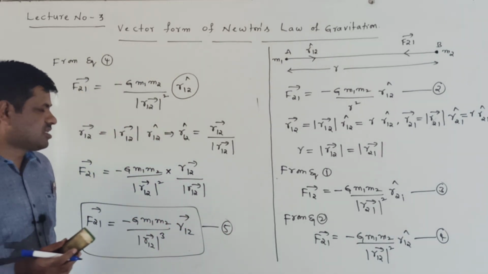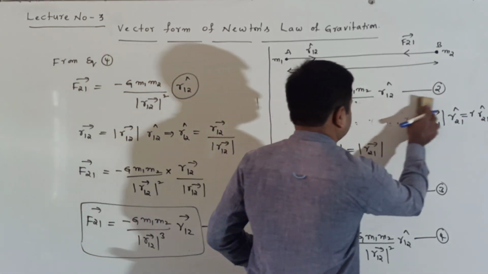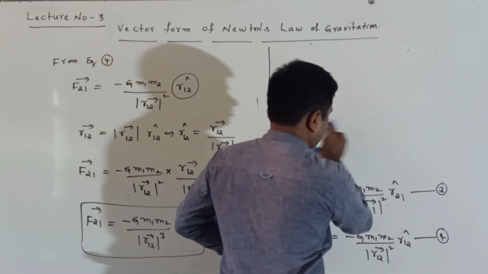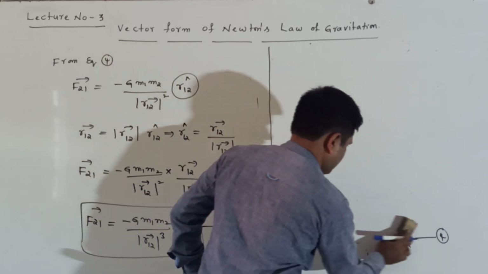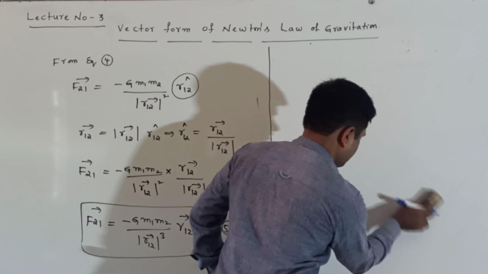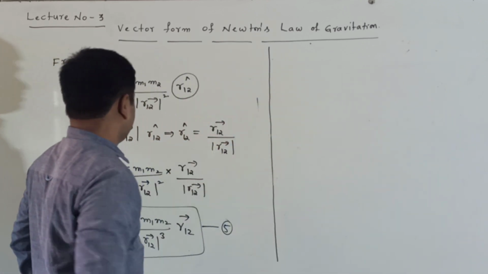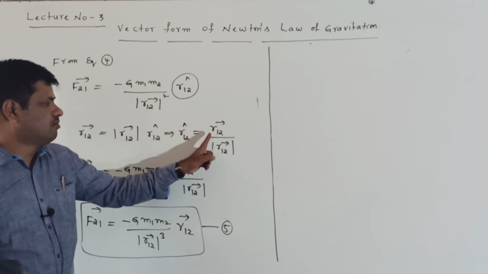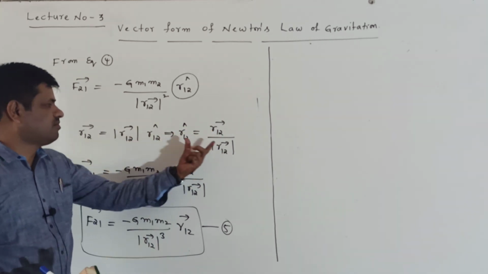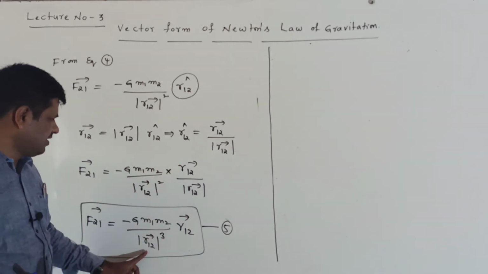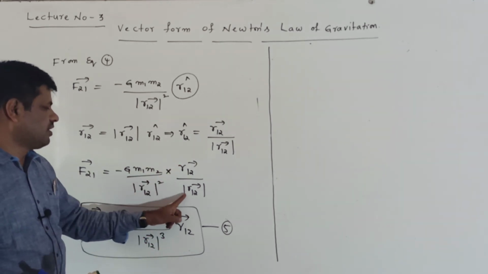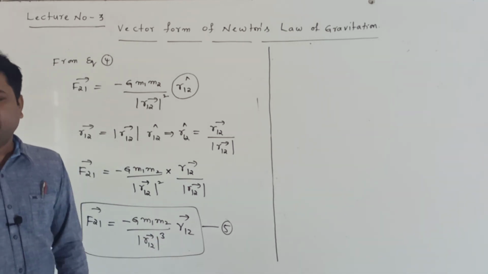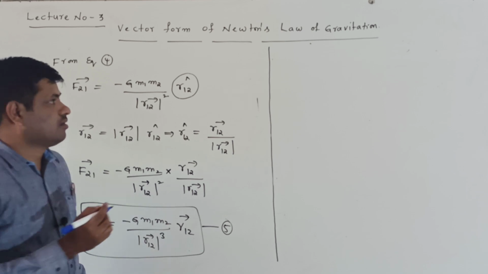Okay. Now next I am changing this one also. How am I changing it, see here. Listen, here R12 cap I have written as R12 bar by mod R12 bar. This we already know. Now when substituting this, mod R12 bar whole square into mod R12 bar is equal to mod R12 bar whole cube. Now listen here, I am changing this now.